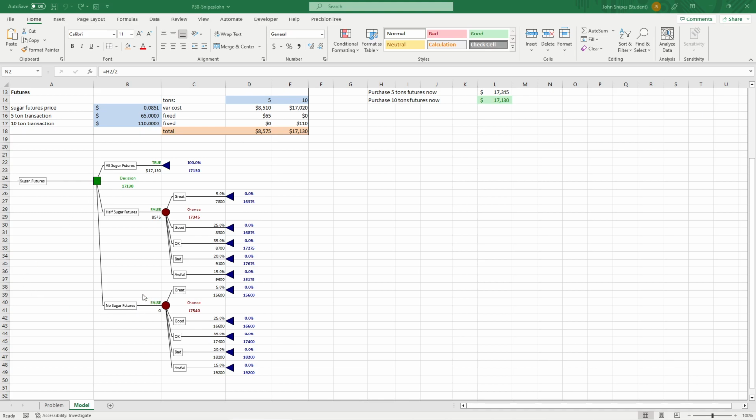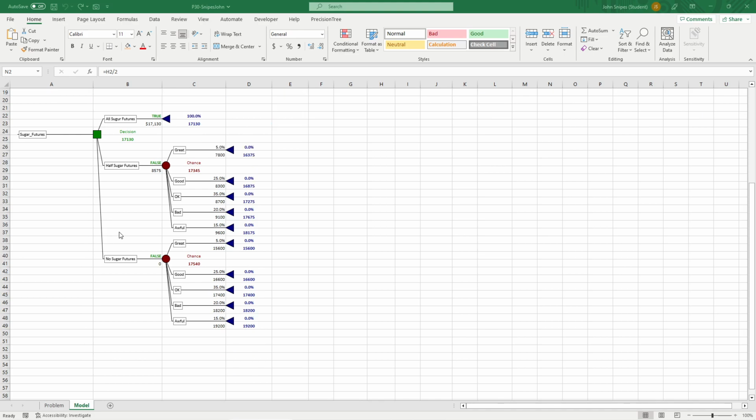The first option is no sugar futures. The other option is to purchase half of your sugar futures. And the final option is to purchase all of your sugar futures. The most expensive option initially is to purchase no sugar futures. Again, this boils down to the expected value in the future if you purchase all your sugar at once 6 months down the line.